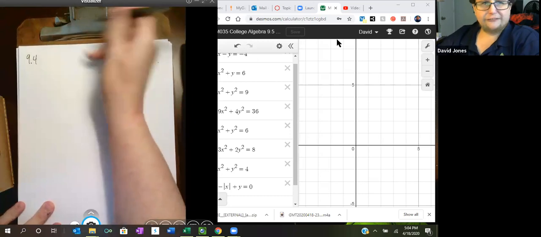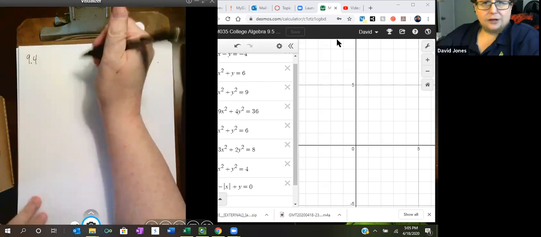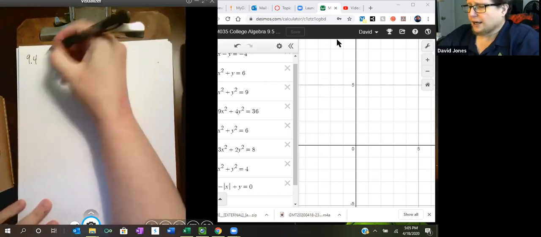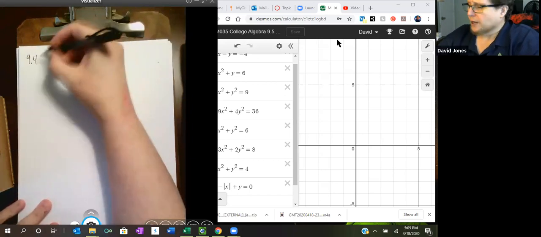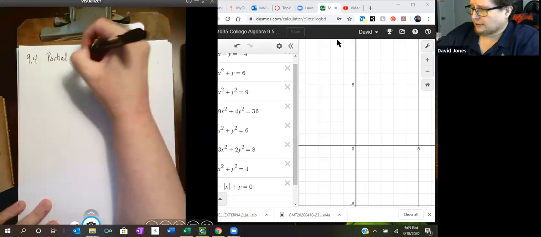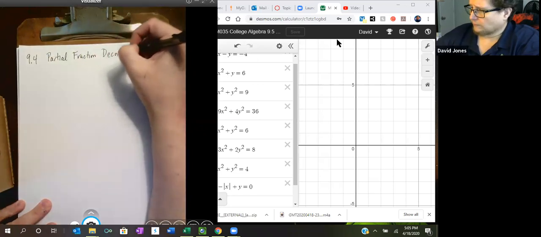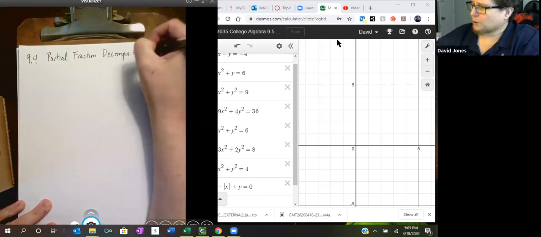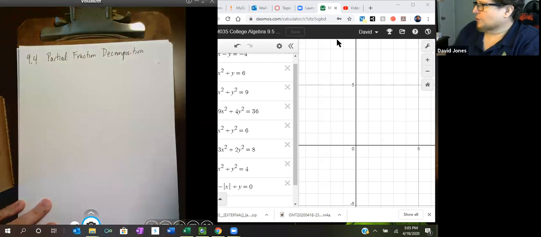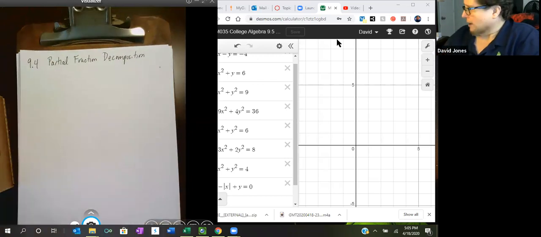I did 9.5 before 9.1 because it's nonlinear equations versus linear equations. 9.4 changes it up. We're looking at partial fraction decomposition. We're not going to do 9.2 and 9.3. Those are linear algebra topics, and you will learn about them in linear algebra. So let's focus on stuff that's important that you have for calculus.